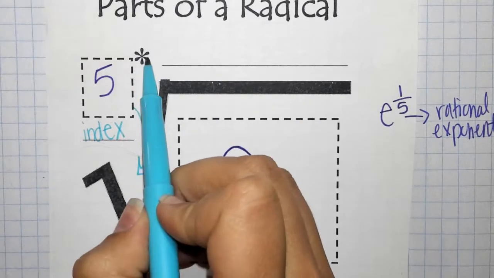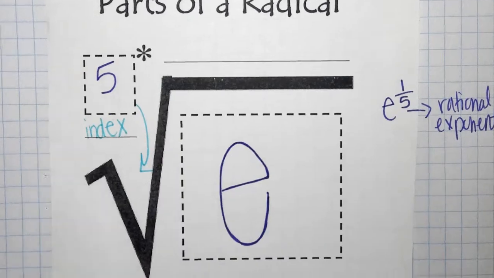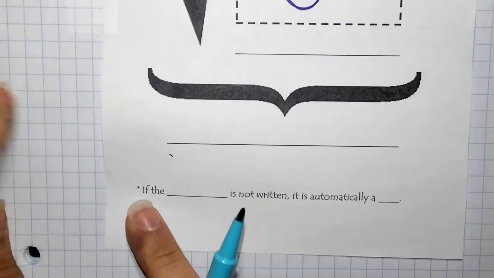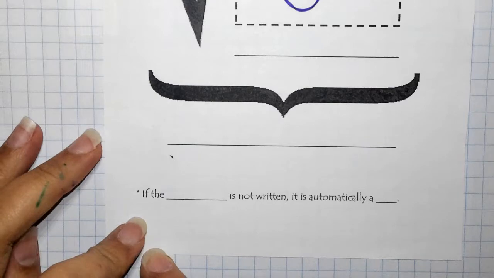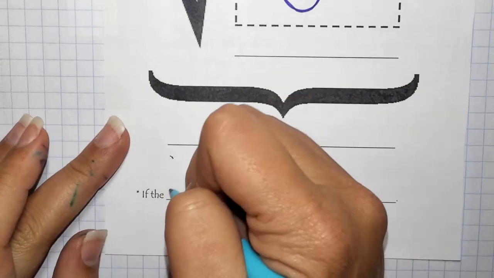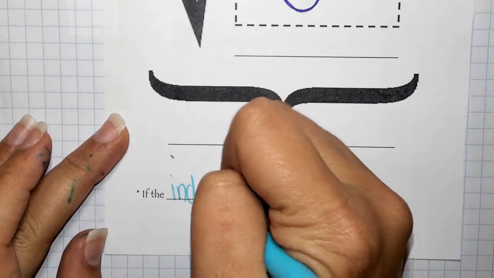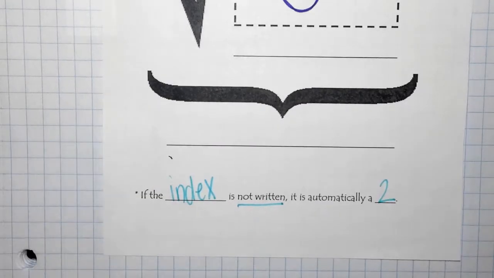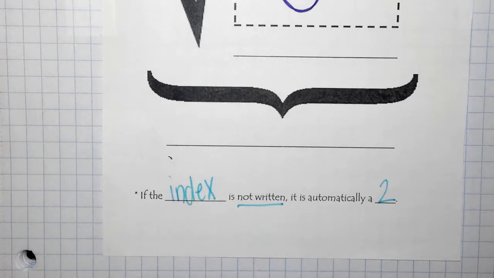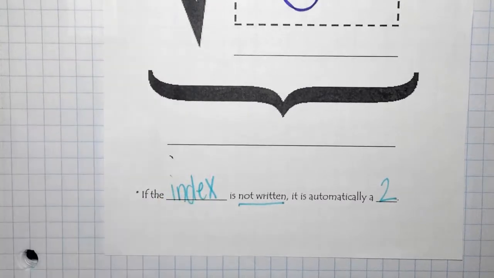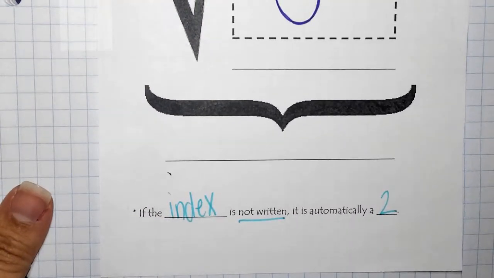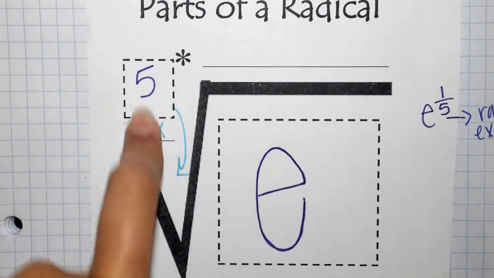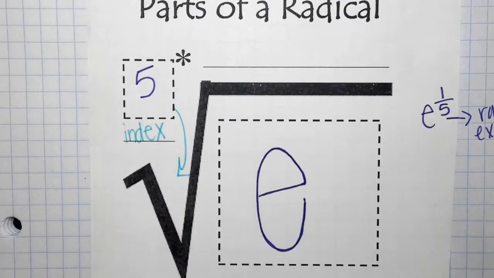Now, do you see how there's a little star at the very bottom? If the index is not written, it is automatically a 2. So that's where we get square root from. So if we don't have a number there, it's called the square root. What is this number called? Index. That's called an index, yes.